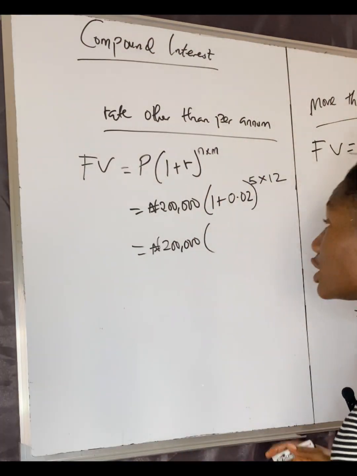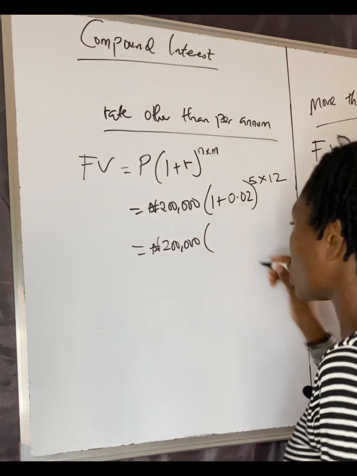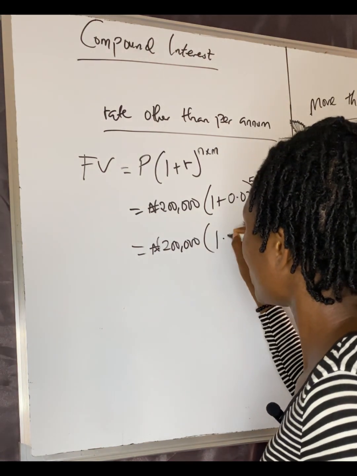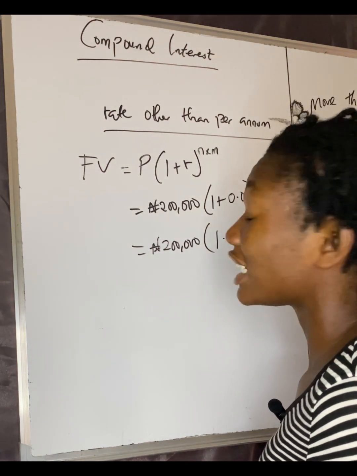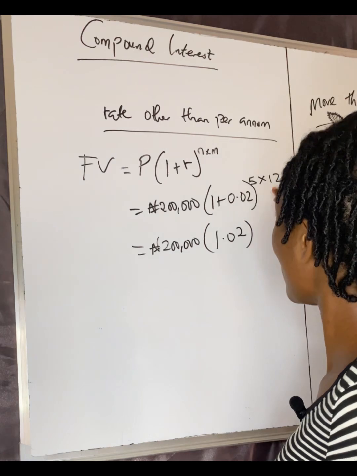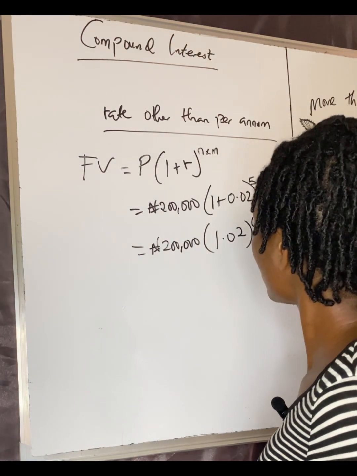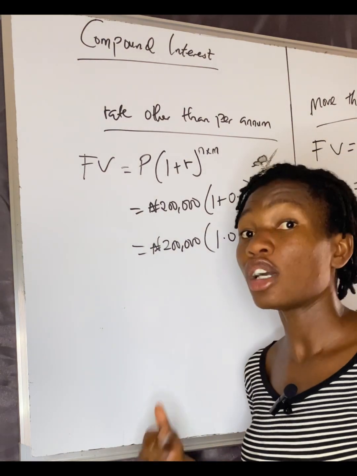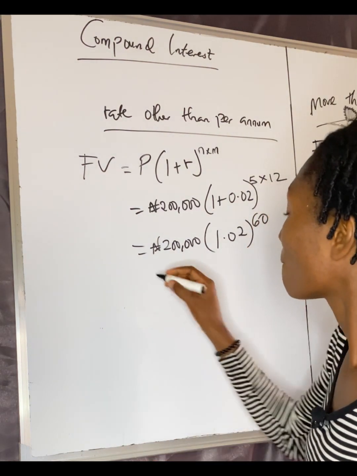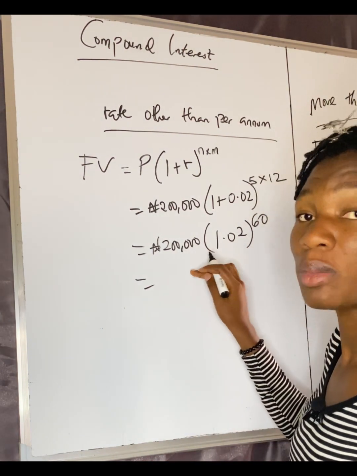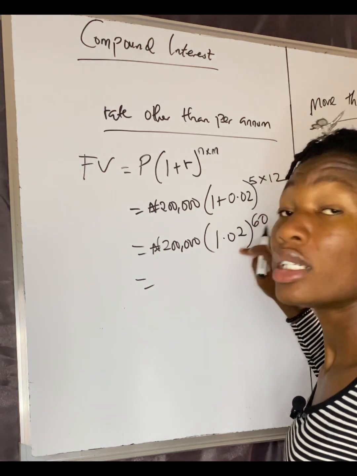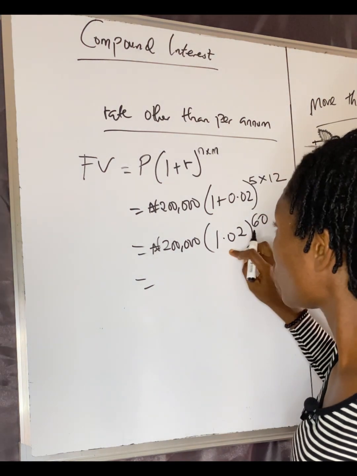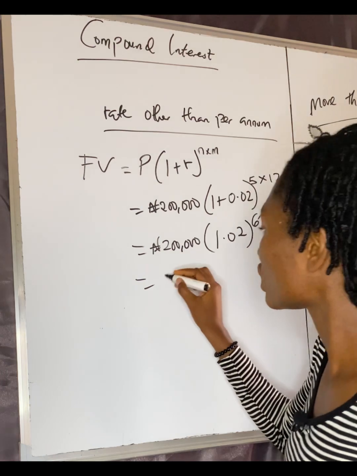Now for our bracket, we have 1 plus 0.02, which gives us 1.02. For our raised to power, we have 5 times 12, that is 60. That means we'll be collecting our interest 60 times over those 5 years. When we want to multiply, like I said, for the bracket we follow the raised to power first before we multiply.